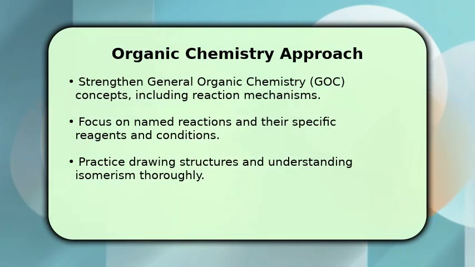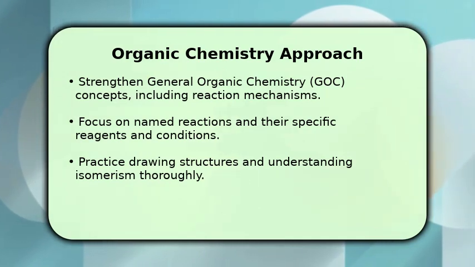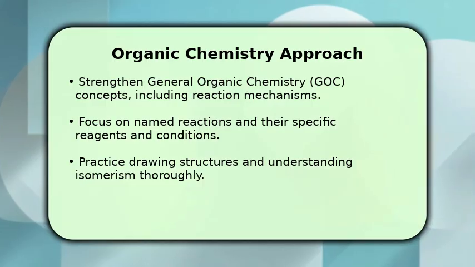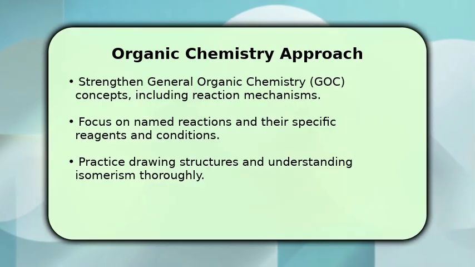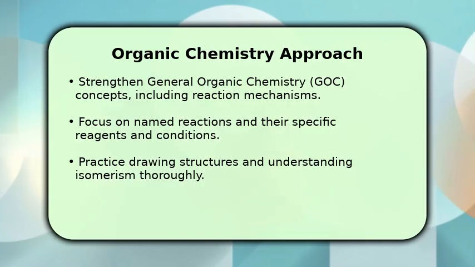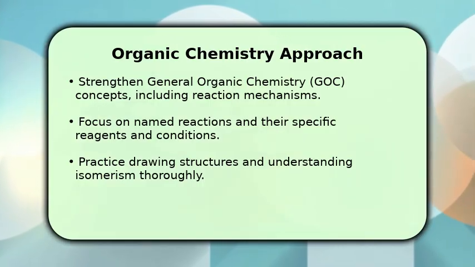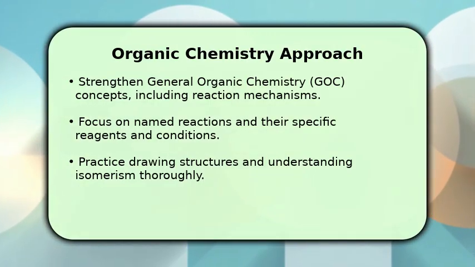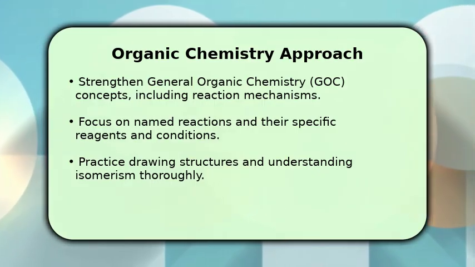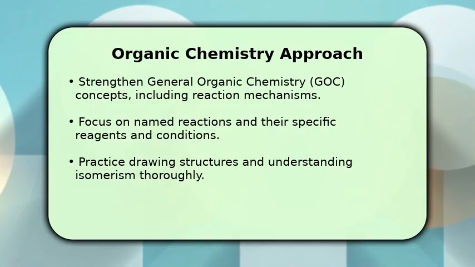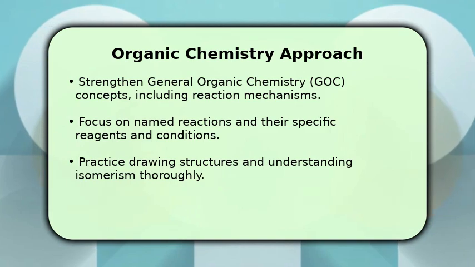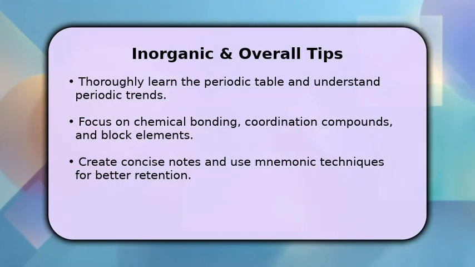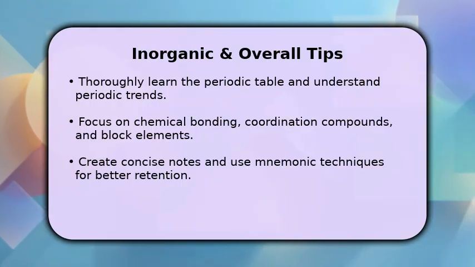Organic chemistry can be highly scoring if approached systematically. Begin by mastering general organic chemistry, as it forms the backbone for understanding reactions. Pay close attention to named reactions, their mechanisms, and the specific conditions required. Practice drawing structures and understanding different types of isomerism. Consistent revision of reaction mechanisms and reagents, perhaps using flashcards, will significantly improve your retention and recall during the exam. Aim for daily practice.